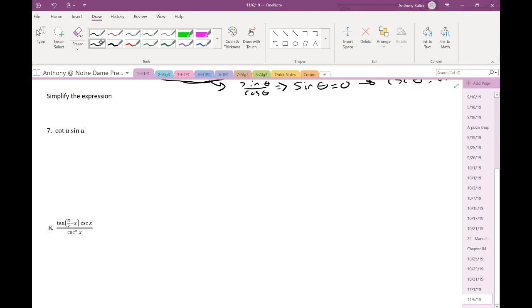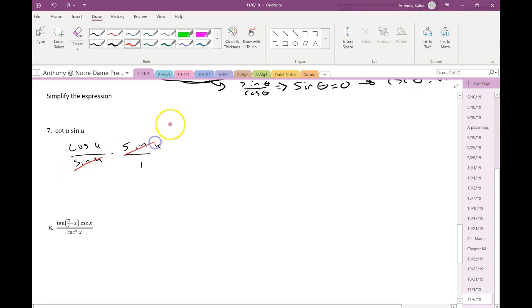Which quotient identity would I want? Q2. Which version of it? The first part or the second part? First part. Then what can happen? Can we do any better than that? No. Single trig function, that's as good as it gets.